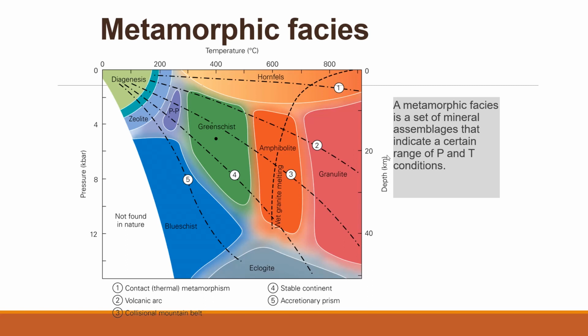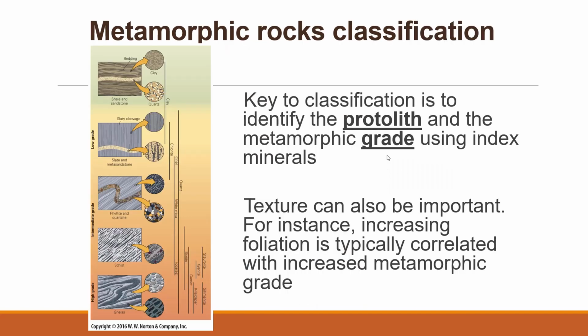So if we want to classify metamorphic rocks, we are going to look for the protolith and the metamorphic grade using index minerals. Texture can be important, so increasing foliation indicates an increased metamorphic grade, but it doesn't always perfectly match.